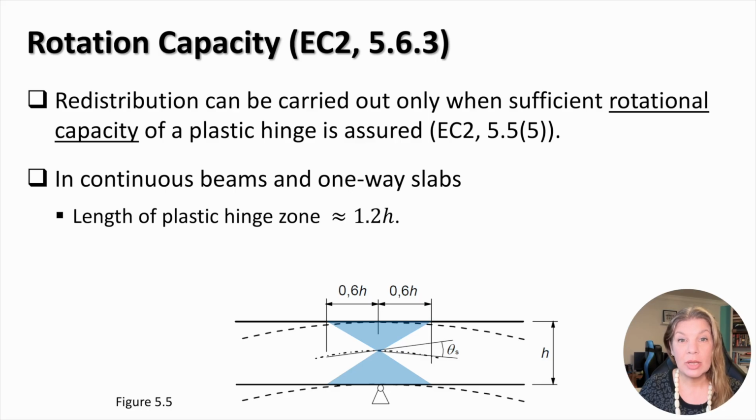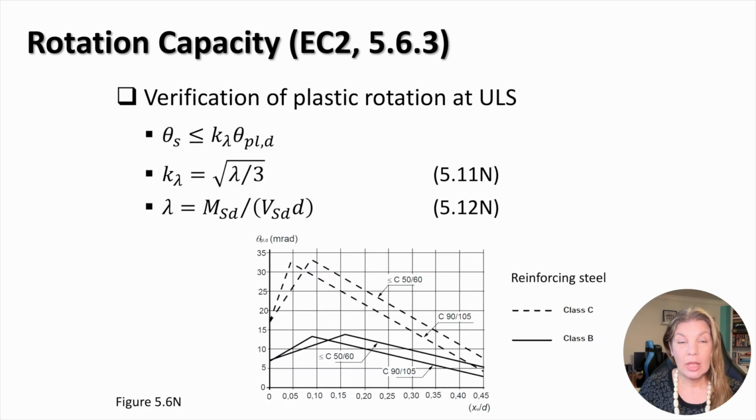In continuous beams and one-way slabs, the length of the plastic hinge zone is assumed as 1.2 times the structural height. According to Eurocode 2, the rotational capacity of a hinge at the ultimate limit state is limited to the product of basic value of allowable rotation, theta PLD, and the correction factor K lambda. The correction factor K lambda depends on shear slenderness, which is the ratio of the distance between the point of zero and maximum moment after redistribution and effective depth.